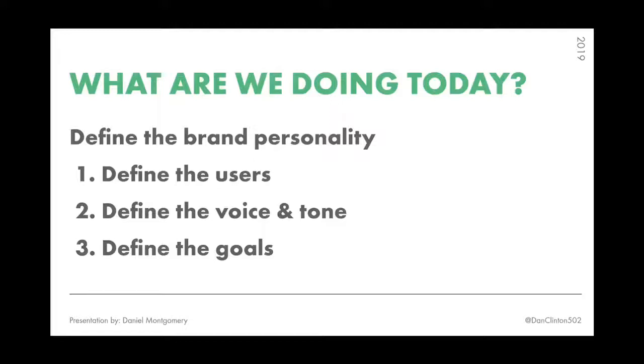Let me just finish summarizing what we're going to do today. We're going to define the brand personality, define the users, define the voice and tone of the product, and define the goals. As we pretty much decided, since we're using GCAPTCHA as the brand, we don't necessarily need an app for that. So it'll probably be a home page or landing page, and we'll define the goals for that landing page.